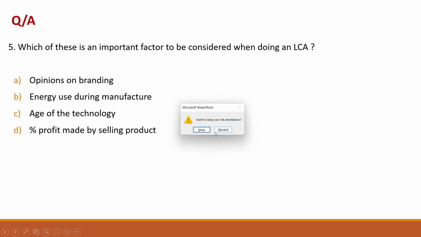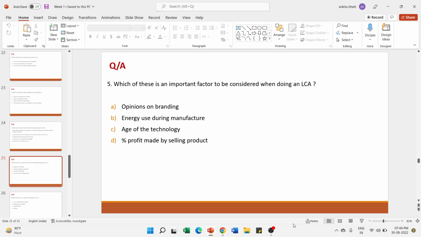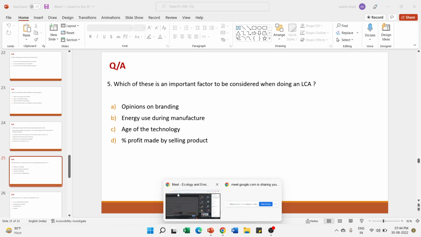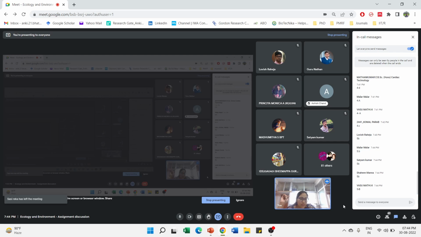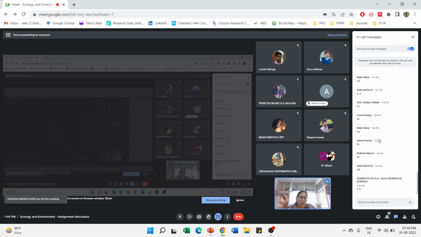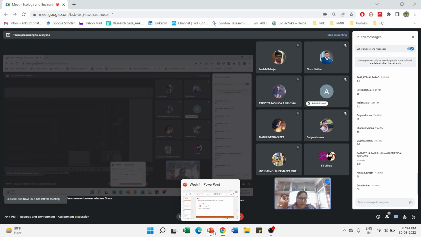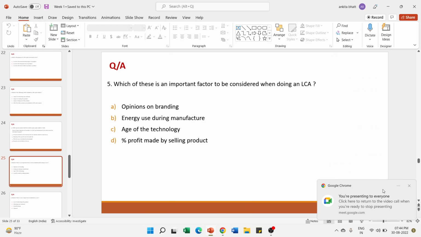Okay, so let's see the answers. Two students have replied. I see you all are understanding the concept very well. That's nice. Most of the students have given the correct answer. It's B. You have to consider the energy use.